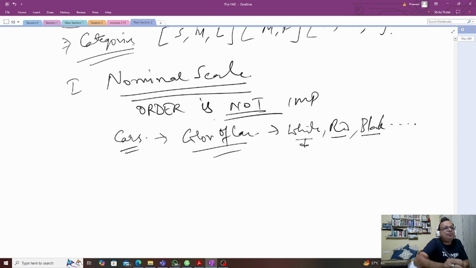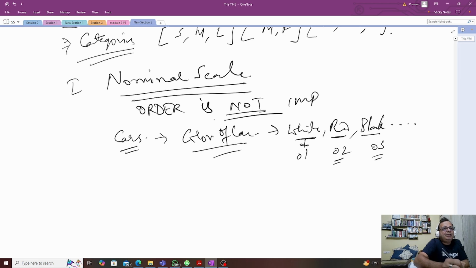And let's suppose tomorrow we say that, because at the end of the day most of the algorithms would process numbers, not your white and red and black, one way to encode these labels is that you say white is 1 and red is 2 and black is 3.